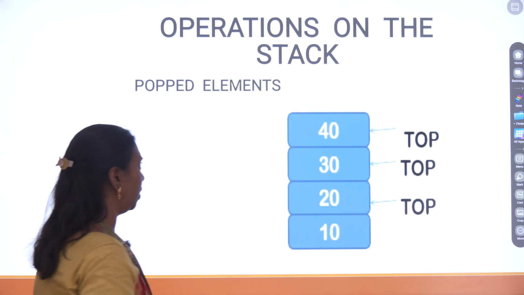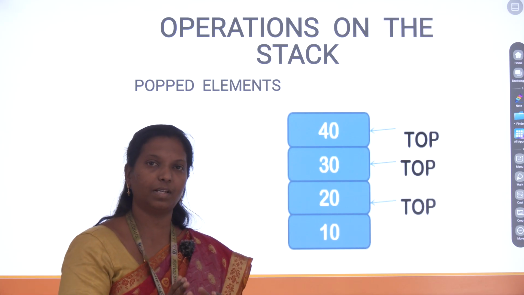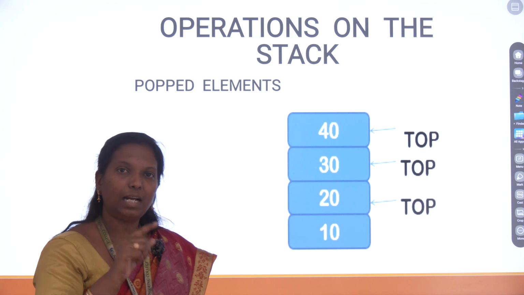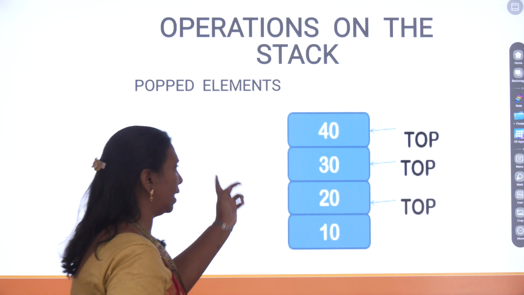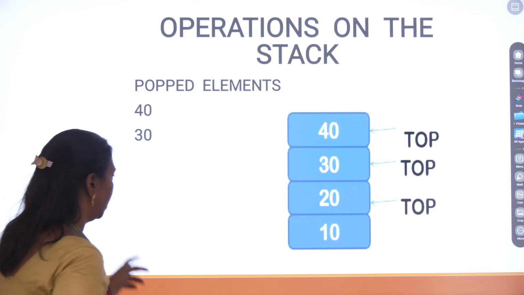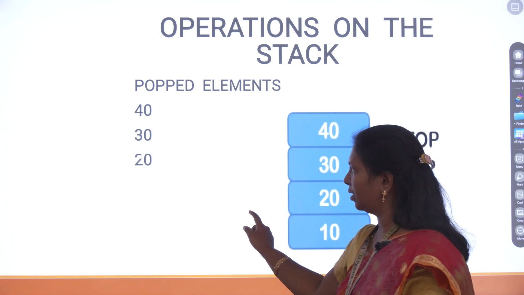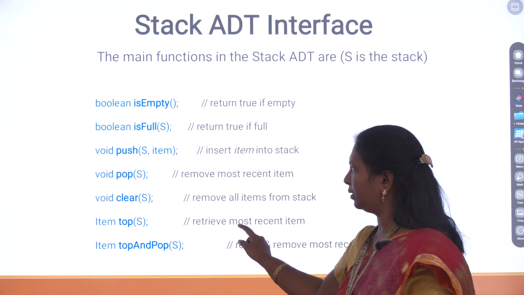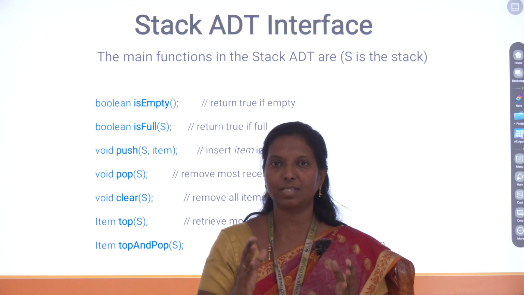Next, we talk about the popping of elements. If you wish to pop an element, we need to concentrate on 40. That was stacked last and it will be out first, last in first out. So the 40 will move out, next 30, then 20, then 10. Okay, so this is the example view of stack implementation.